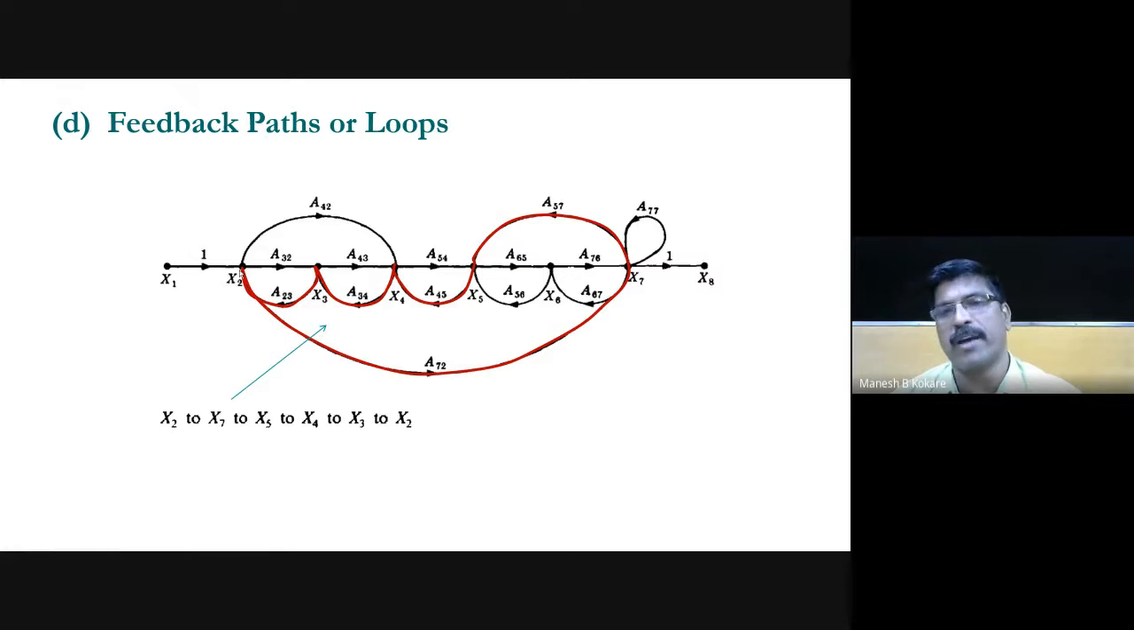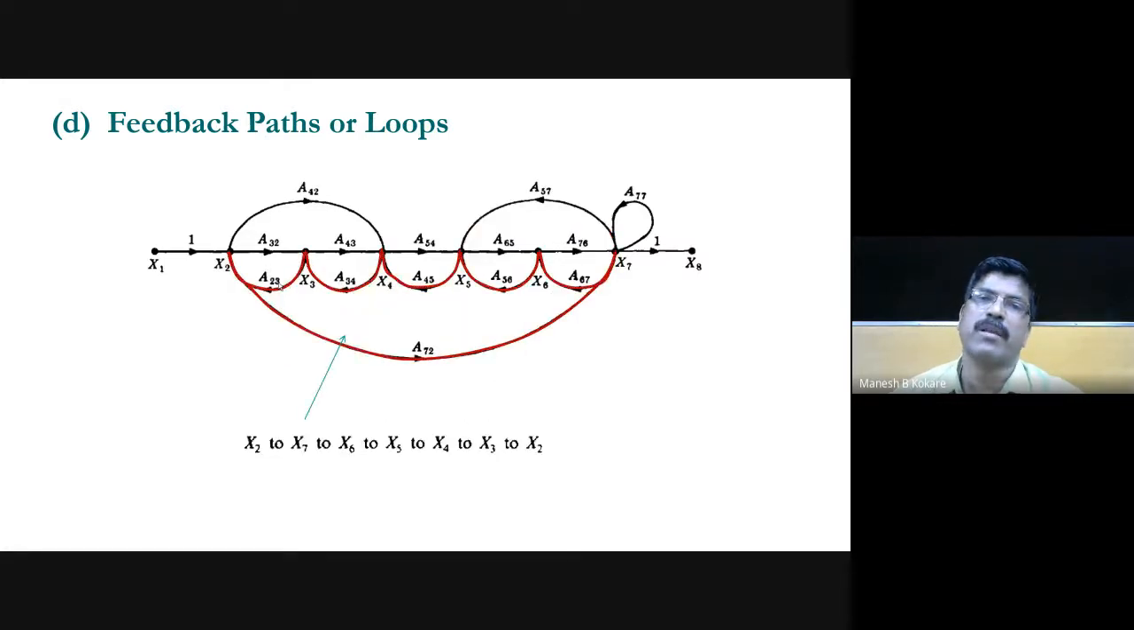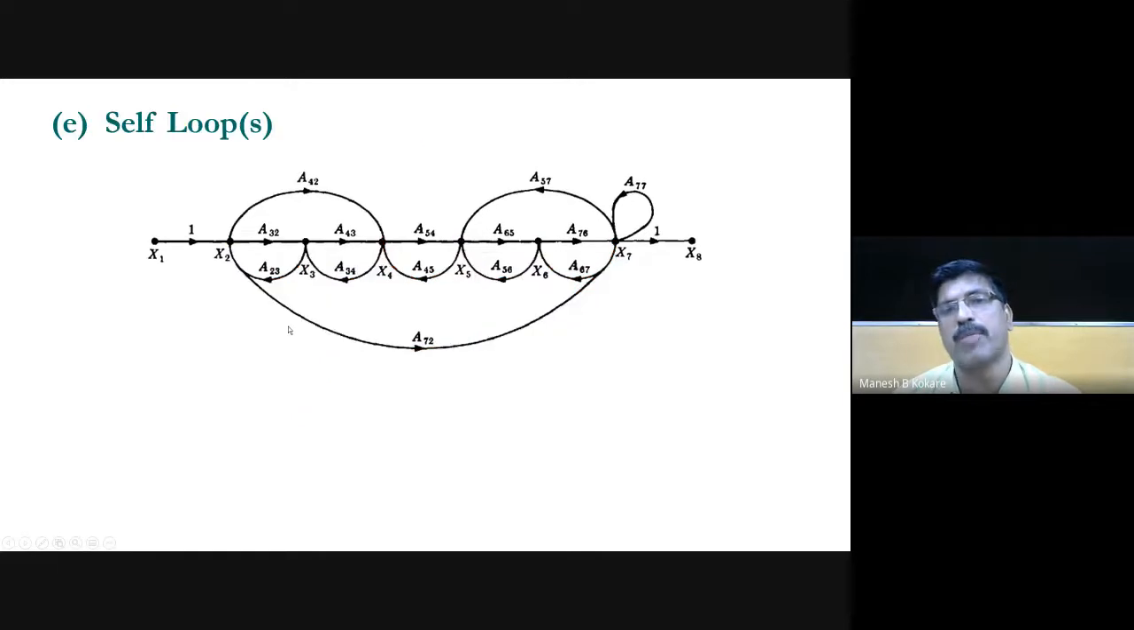So you have to be very careful while finding the feedback loops. Okay, then this is also another feedback loop. Okay, so like this. This signal starts from here, comes here, again here, and that way it will come back and terminate at the same node. So this is also another feedback loop.